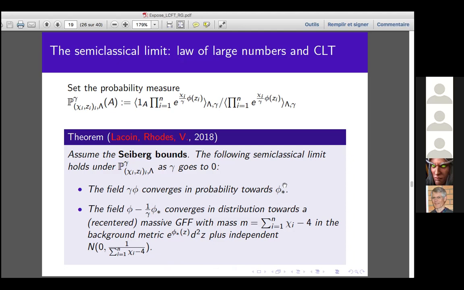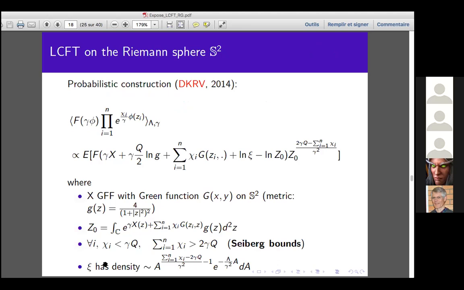And moreover, we have a central limit theorem: if I take out minus 1 over gamma phi star, this converges in distribution towards a massive Gaussian free field with mass given by the sum of the chi i minus 4, which is positive. This massive Gaussian free field is in the background metric of the constant curvature metric, plus an independent Gaussian variable which has this variance here. This constant random variable, this global Gaussian mode, actually comes out of the limit of the density chi; this log chi term creates a Gaussian variable in the limit.